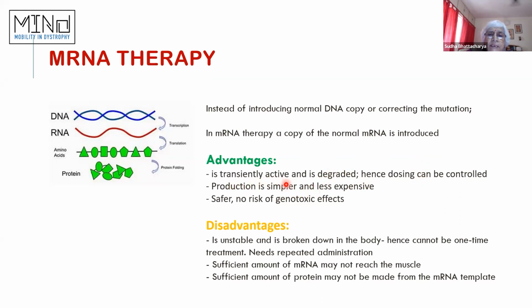Production is also simpler than DNA, so it could be less expensive, but we have to see. It is safer because you are not touching the DNA. Whenever we do anything at the DNA level, there's a risk of genotoxicity. That means it can lead to cancer. So this risk is not there with messenger RNA.